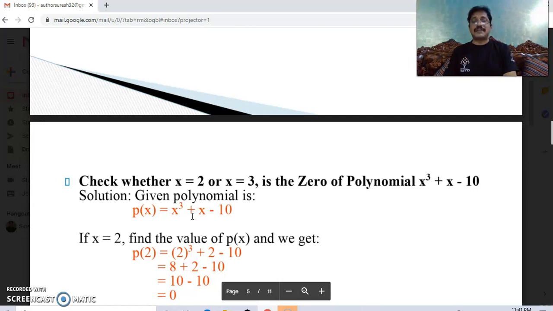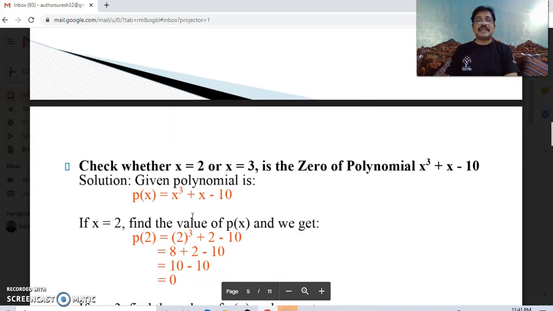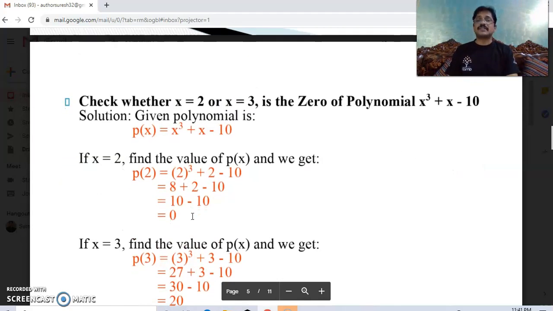We will substitute the value in place of x. If it satisfies, if the value becomes 0, then that will be considered as a zero of the polynomial. Now, say the given polynomial as p of x. This is very important. Here the polynomial is given as x cube plus x minus 10. So I am saying p of x equal to x cube plus x minus 10, correct?